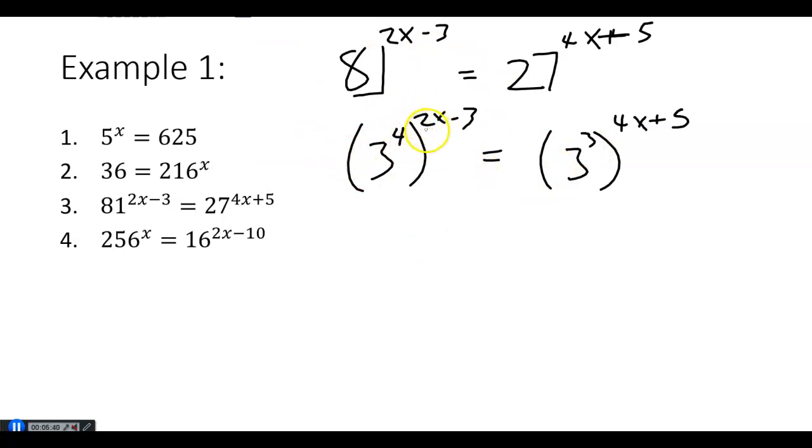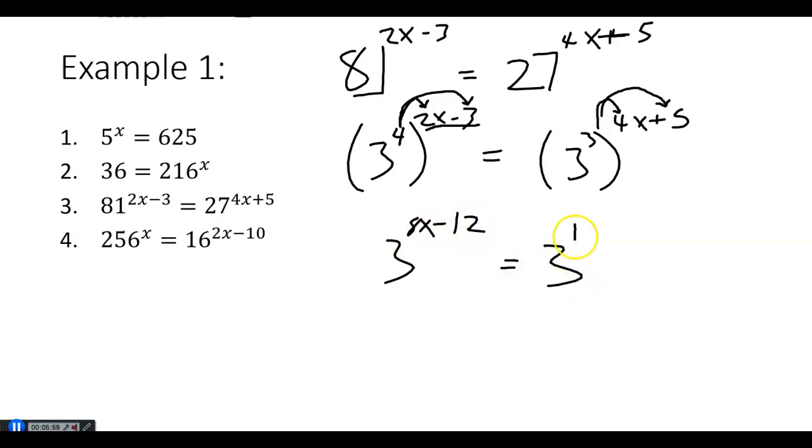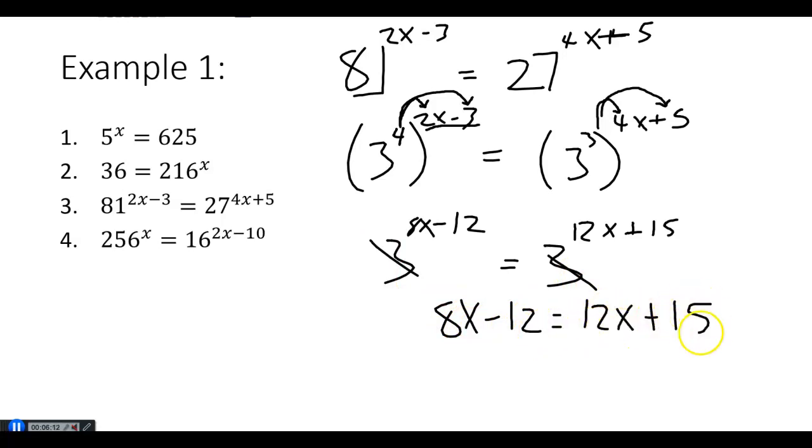And what you're going to do when you have an exponent that's like this, like a binomial, you're going to distribute the 4. You're going to multiply it by both pieces. So this is going to become 3 to the 8x minus 12 equals 3 to the 12x plus 15. And after that, we can just ignore the bases and set the exponents equal to each other and solve what's left. So using some basic algebra, I know that I would put the x over here.